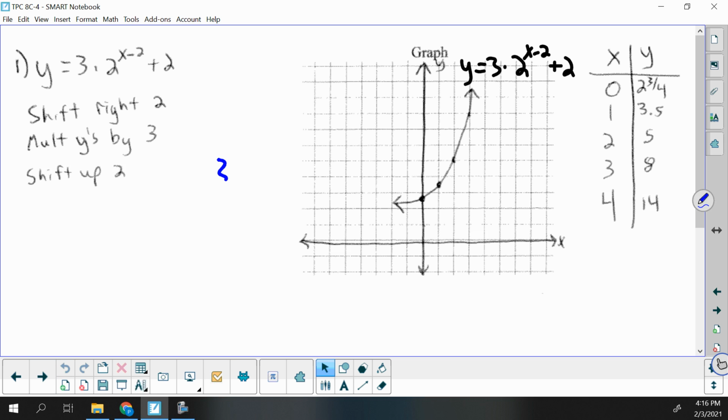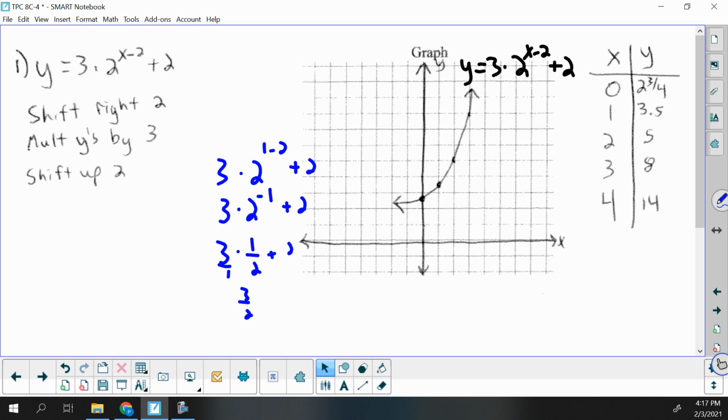When you sub in 1, you should have had 3 times 2 to the 1 minus 2 plus 2. That's 3 times 2 to the negative 1 plus 2. That's 3 times 1 over 2 plus 2. When we multiply this, we get 3 halves plus 2. 3 halves is 1 1/2 plus 2. So if you think about being at 1 1/2, go 2 to the right, you're now at 3 1/2.